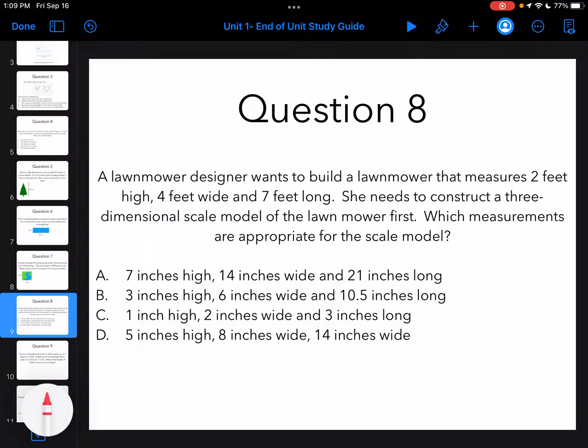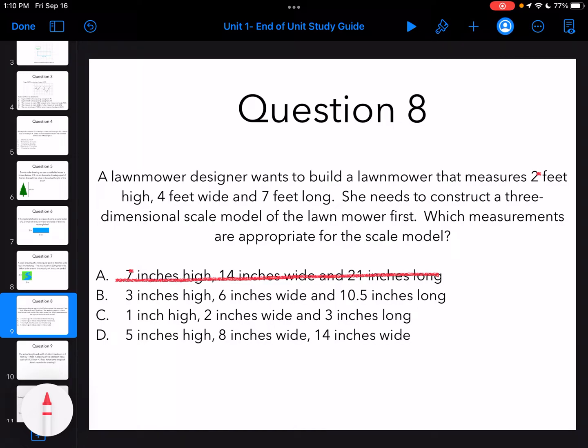So I'm going to start with high. 2 times 3.5 is going to give me 7. 4 times 3.5, let's see, gives me 14. But 7 times 3.5 won't give me 21. So that A is out.